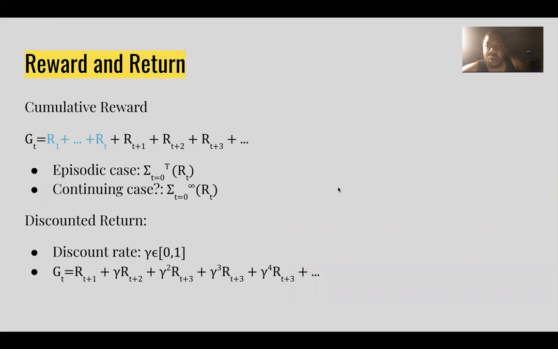So let's look at reward and return. So we have cumulative reward here, denoted by G sub T. And cumulative reward, as we can see, is just the reward that you receive over the course of the entire task. And here we're denoting T as the current time. So here we have in blue, this would be the reward that you've already gotten up until time step T. And these would be future rewards that you could calculate.